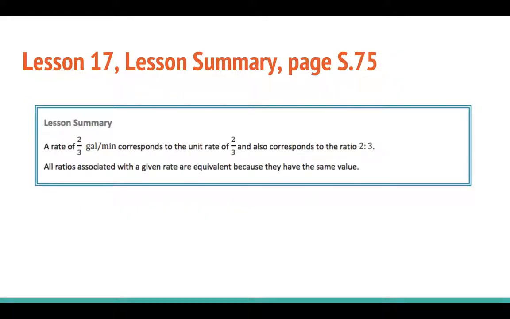All right, so lesson summary. A rate of 2/3 gallons per minute corresponds with a unit rate of 2/3, right? Because that's per minute. And it also corresponds to the ratio 2 to 3. All ratios associated with a given rate are equivalent because they have the same value.